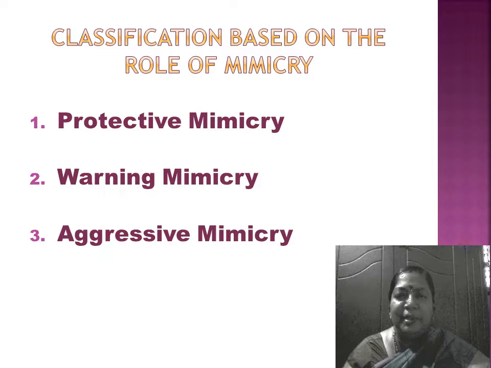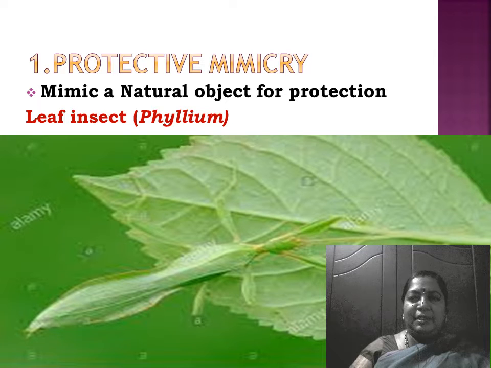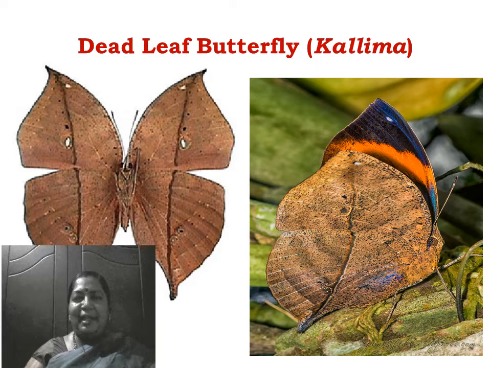Based on the role of mimicry in the life of an organism, mimicry can be classified into three types: protective mimicry, warning mimicry, and aggressive mimicry. In protective mimicry, an organism tries to resemble a naturally available object. Here in this example, leaf insect Phyllium tries to imitate or resemble the green leaf of a plant in order to escape from the predator. The dead leaf butterfly Kallima imitates the dry leaf of a plant in order to escape from the predator.